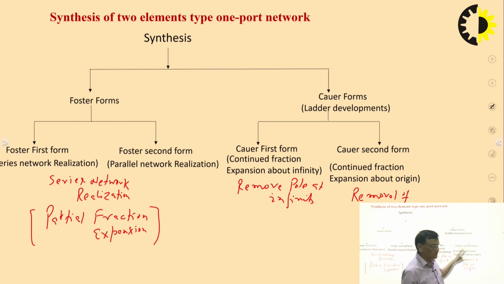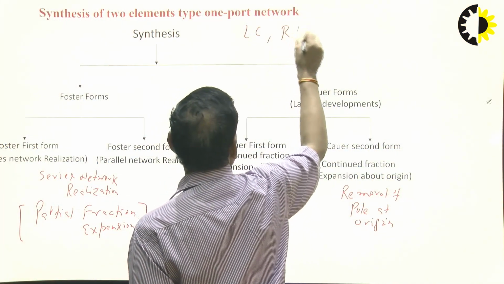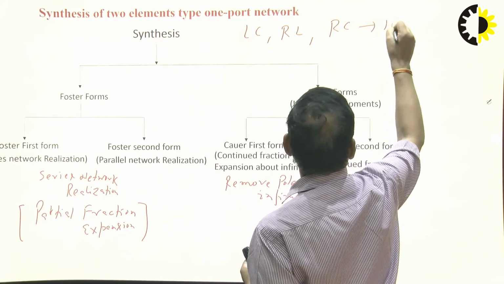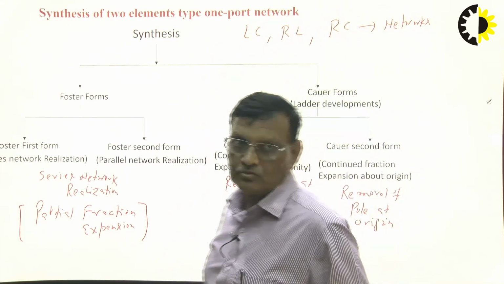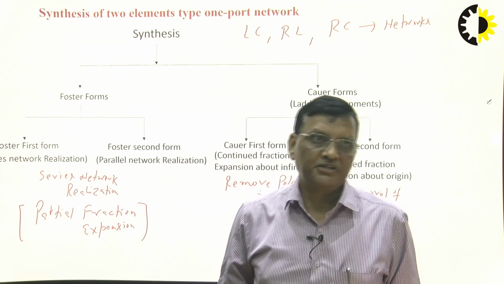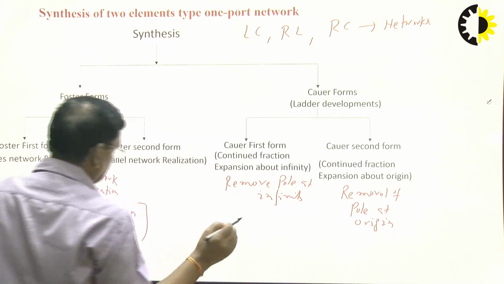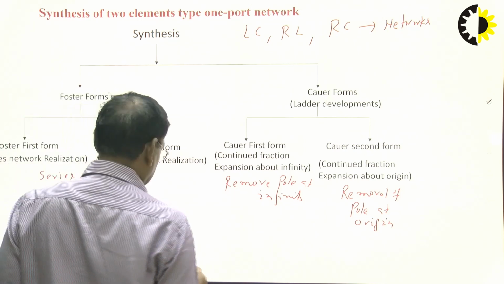So these are some special types of synthesis. In the next class we will take the 2 elements type. In BTech course it is LC, or you can say RL or RC networks. So basically it is 2 elements type synthesis of one port network. What is the standard format of Foster first? The Foster first is like this.